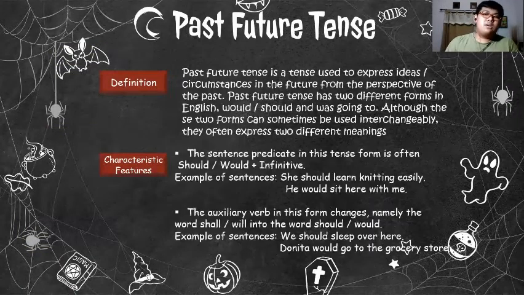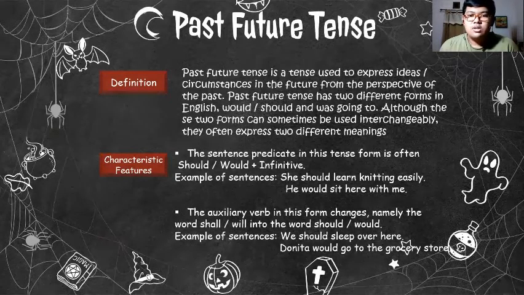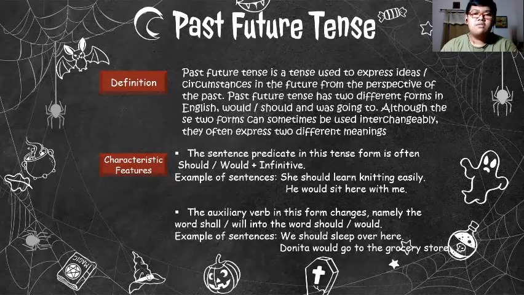Now I will tell you about the past future tense, the fourth one. The definition of past future tense is a tense used to express ideas, circumstances in the future from the perspective of the past. Past future tense has two different forms in English: would or should, and was going to. Although the two forms can sometimes be used interchangeably, they often express two different meanings.